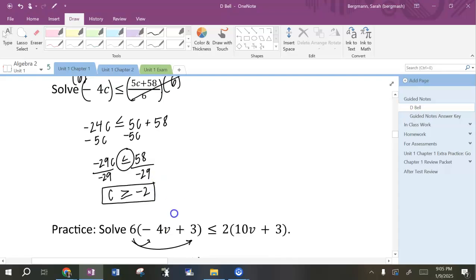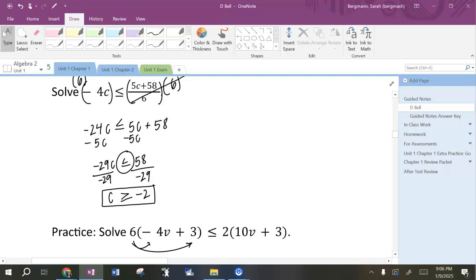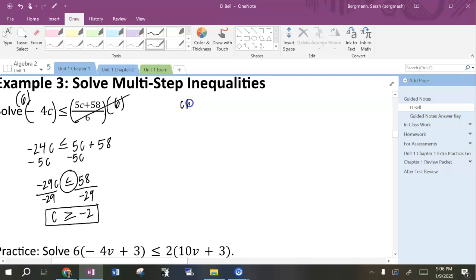You could always check this answer by, for example, you plug in the negative 2 for the c and see if it makes the inequality true. So for example, to check it, let's take our original inequality. It was negative 4c is less than or equal to 5c plus 58 over 6. But we're going to plug back in the negative 2. So we're going to go negative 2 for c here, negative 2 for c here.